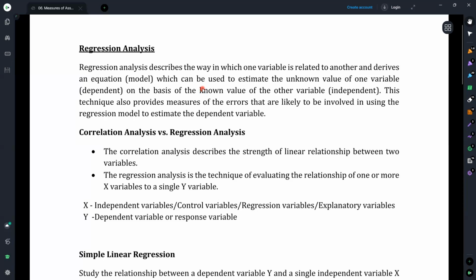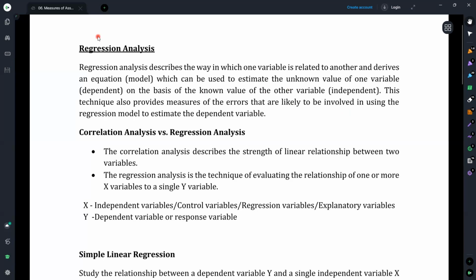Generally, the known values we categorize under the independent variable, and the other variable is defined as the dependent variable. And if you are performing regression analysis, this technique provides a measure of the errors that are likely to be involved in using the regression model to estimate the dependent variable.